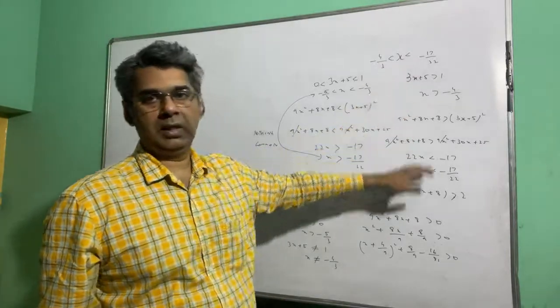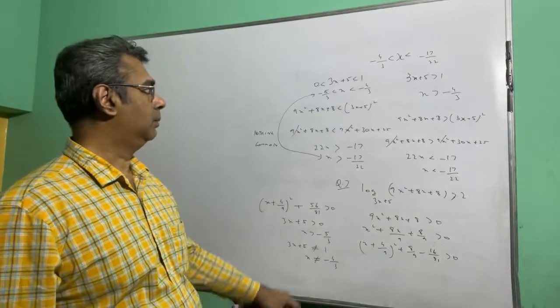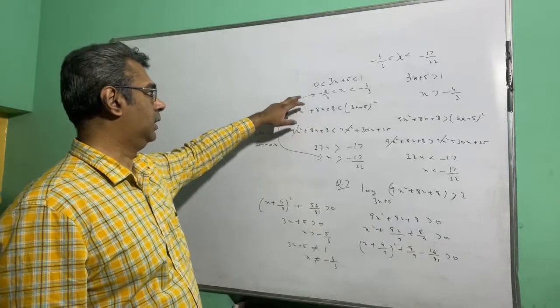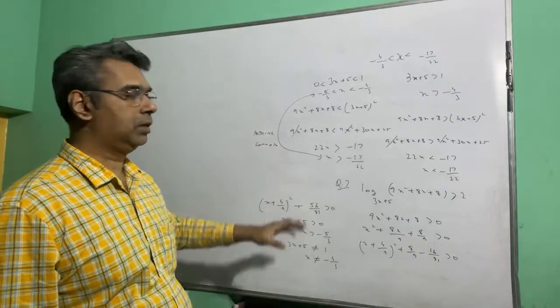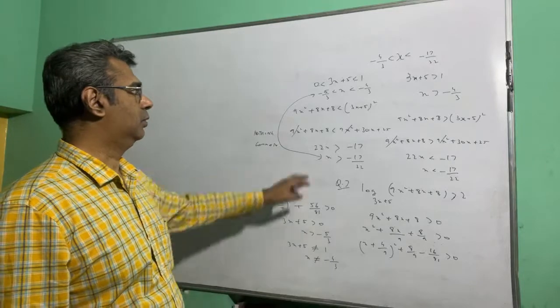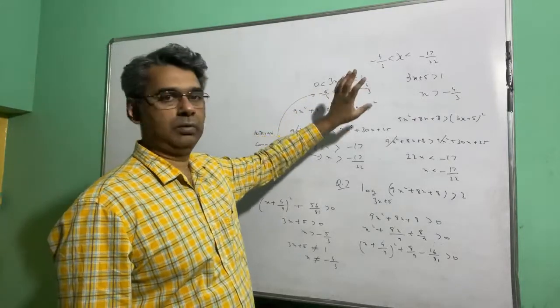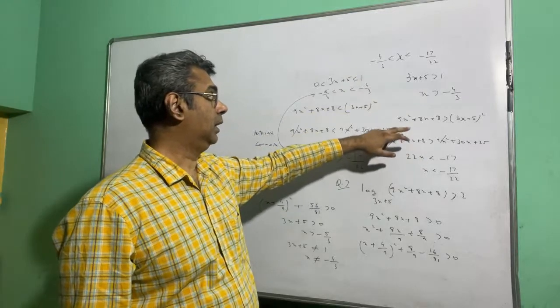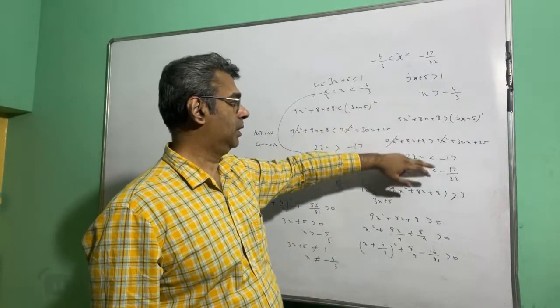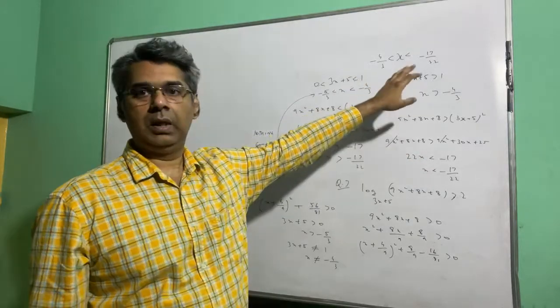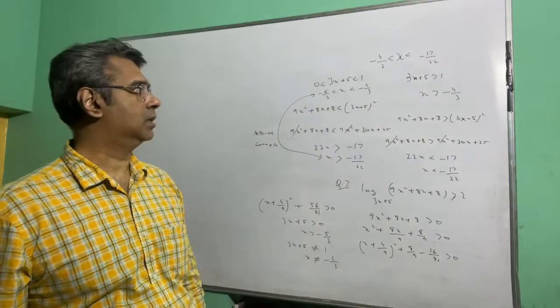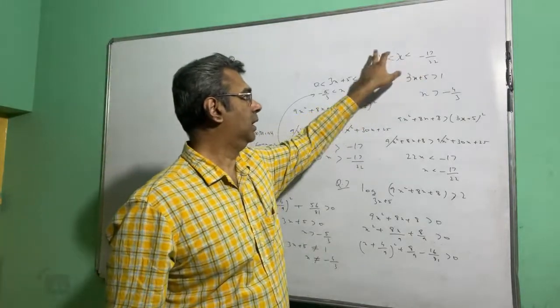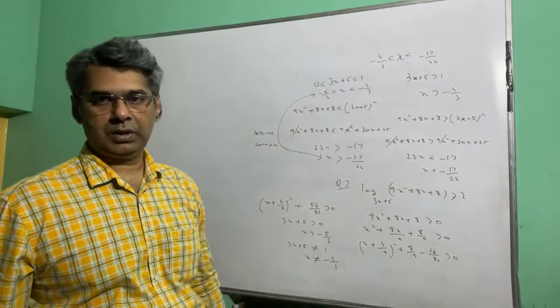This will be the only answer possible for this sum, because for this interval we are getting a combination which is not giving anything in common. So for this interval 3x plus 5 0 to 1, it's ruled out. For the other interval we are getting greater than minus 4 by 3 but less than minus 17 by 22, and that is an acceptable answer. So this is our final answer for this particular question number 7.